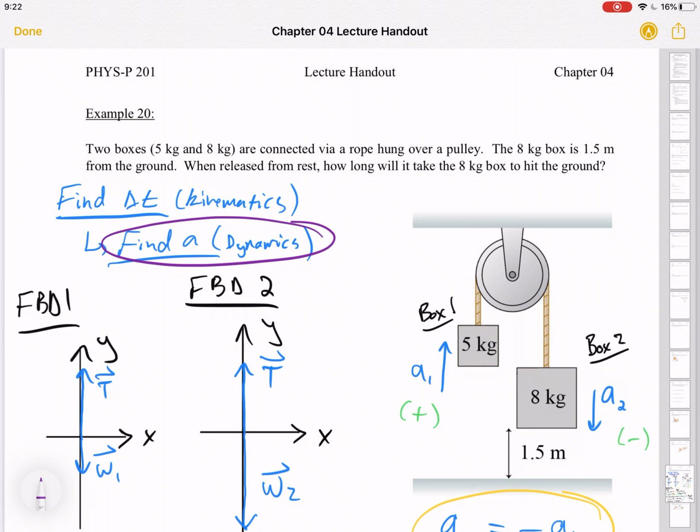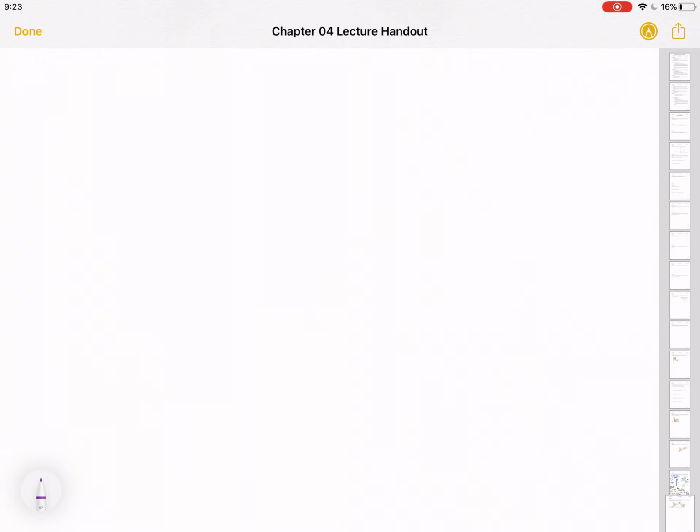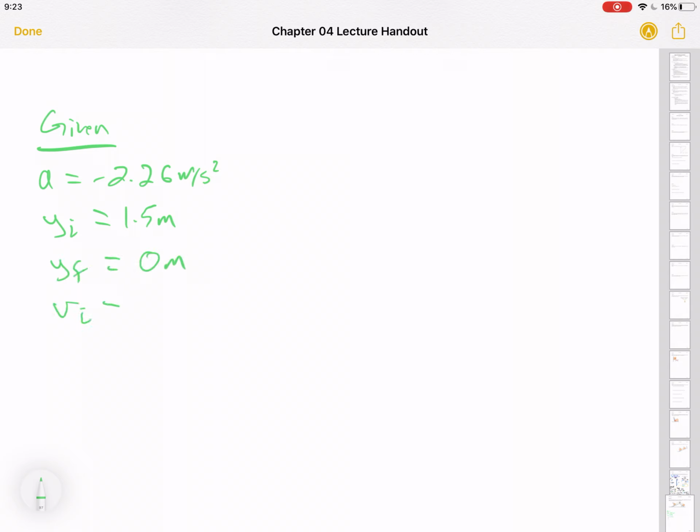And it's just a kinematics question like we've done in the past. So let's do that quickly in the free space down here. All right, so let's collect what we know. We'll say given: we just found acceleration as minus 2.26 meters per second squared. y initial is 1.5 meters. y final is the ground, so that's 0. v initial is 0 meters per second. I don't know v final, but I don't care.